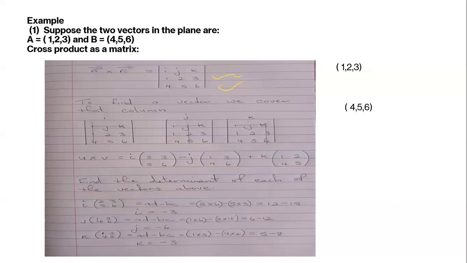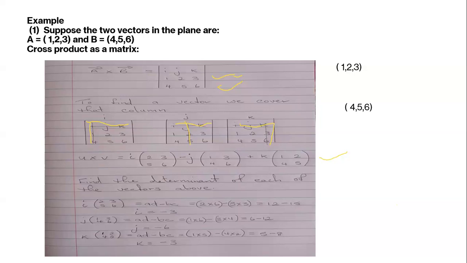To find the vector, we cover the column. So here we see we cover the I column, and we remain with a 2 by 2 matrix, that is for I. The second one, we cover the J column, and the 2 by 2 matrix that remains is for J. And we cover the column K, and we are left with the 2 by 2 matrix for K. We use these matrices now, for I, J, and K.